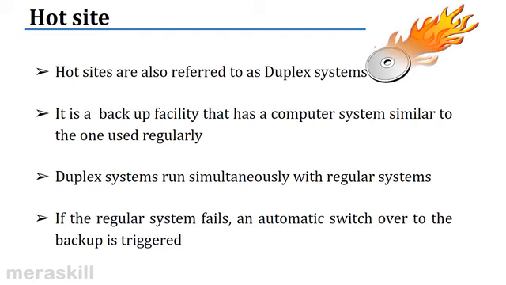Hot sites are referred to as duplex systems, and it is a backup facility which has a computer system similar to the one which is used regularly. The duplex system runs simultaneously with the regular system. So when my system is operating in location A, this system is also doing exactly the same operations in another location B. Is it clear? That's called a hot site. So what happens if this one goes down? No problem. Immediately the other one starts. If the regular system fails, an automatic switch to the backup is triggered. That's a hot site.